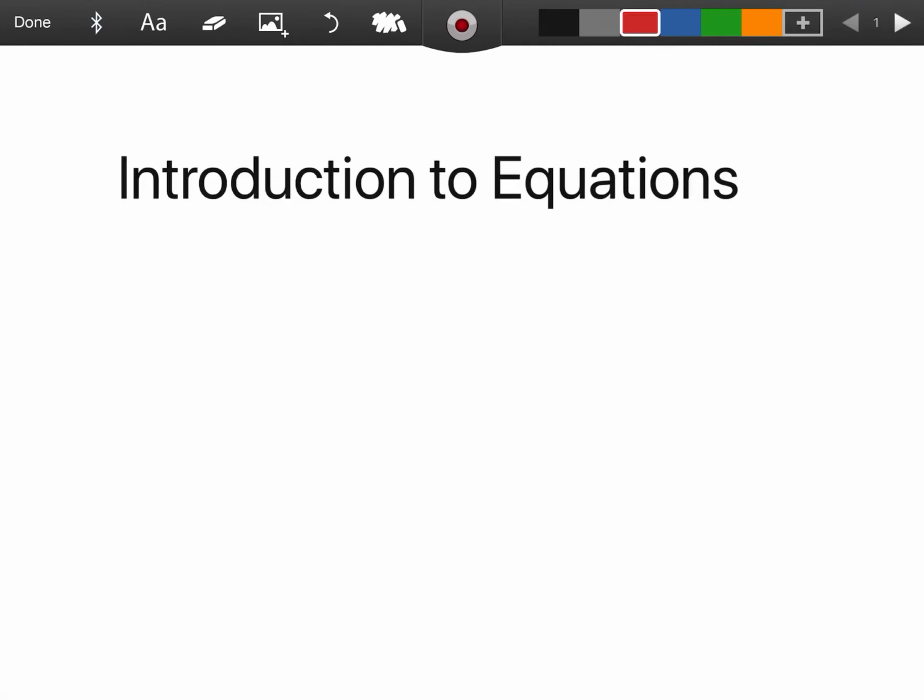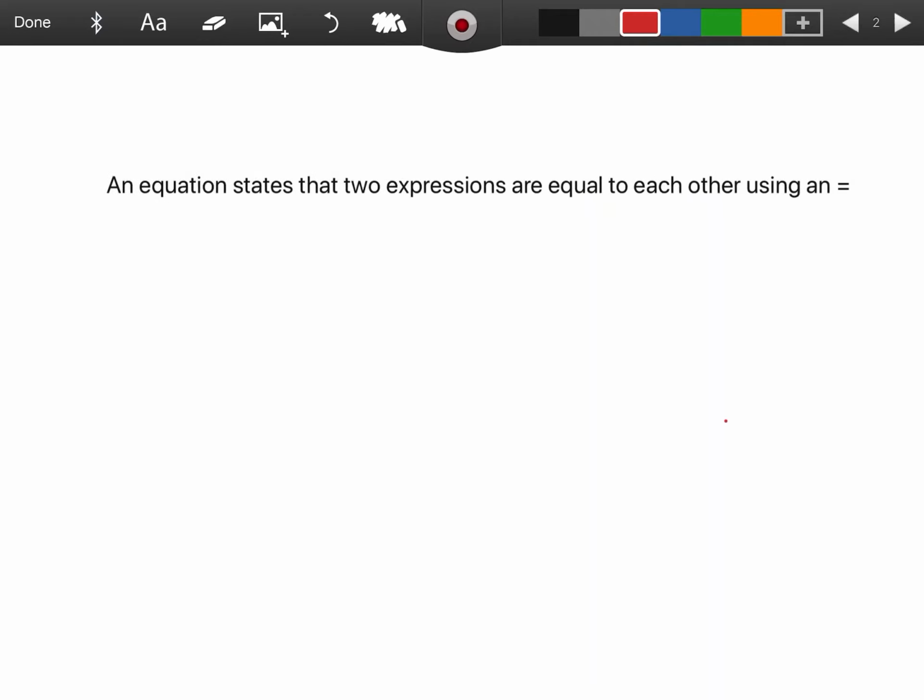All right, welcome. This is an introduction to equations. Again, maybe this is something you have or have not seen before. But what is an equation? An equation states that two expressions are equal to each other by using an equal sign. So for example, let's say we had 4 plus 7 equals 13 minus 2. This here is an equation.